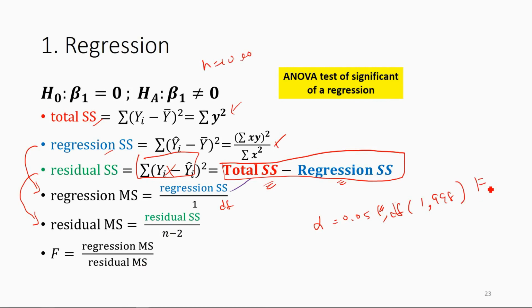Then what is your F critical value? After that, just compare this F critical with the calculated F. If your calculated F is larger than the F critical, then you reject the null hypothesis. That means that your regression coefficient is not equal to 0. So it's significant.